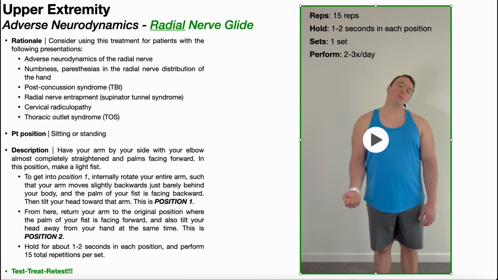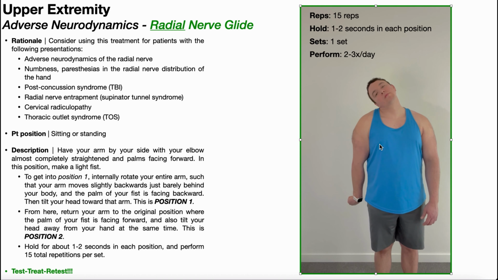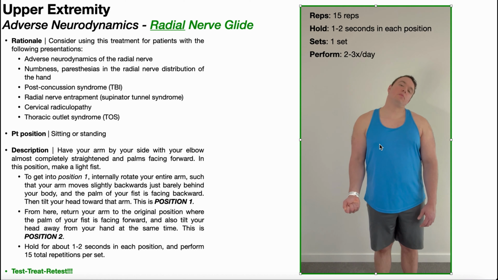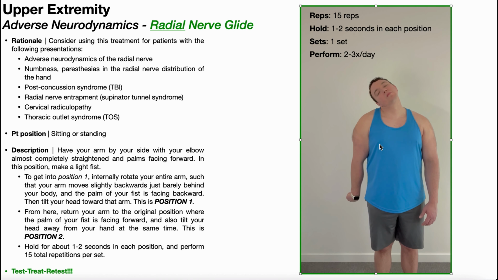This is position two. And just like any of the other nerve glides, we're going to oscillate between position 1 and position 2. And again, we're going to hold maybe 1 to 2 seconds in each position, move through a slow and controlled range of motion, and perform about 15 repetitions per set. So this is the first form of the radial nerve glide.